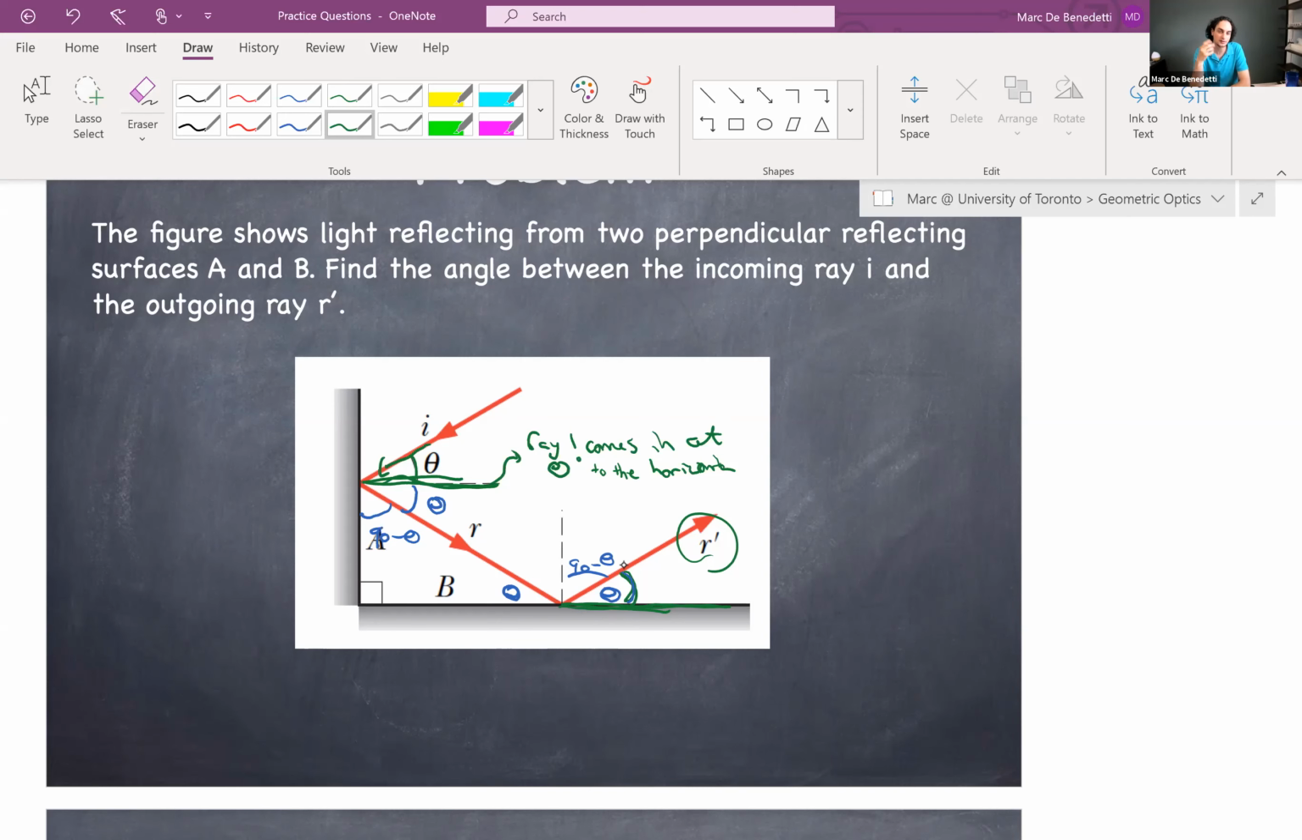Now, why is this true? Yes, principle of reflection, theta in equals theta out. But specifically, why is r parallel to r prime? Because the mirrors are at 90 degrees to each other. If they were not at 90 degrees to each other, the reflected light would not be parallel. So it's because the mirrors are at 90 degrees to each other.